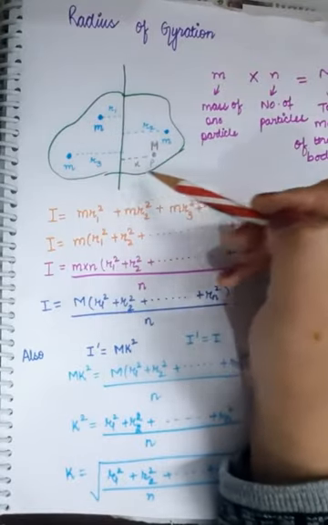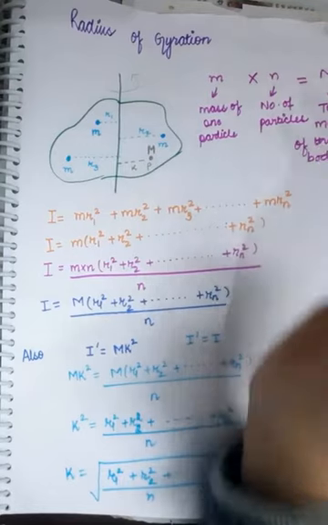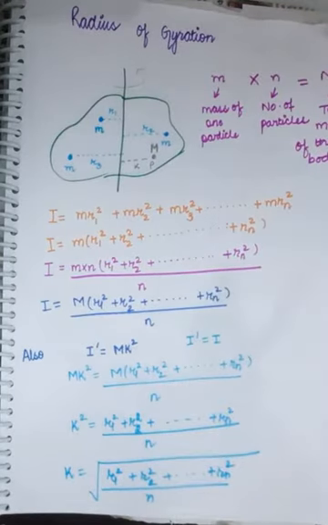Suppose you have a body which is a kind of rotating body. If this body is a rotating body, it will have moment of inertia. Moment of inertia comes into picture when the body is in rotational motion. You have kinetic energy of rotation. Similarly, you have moment of inertia.